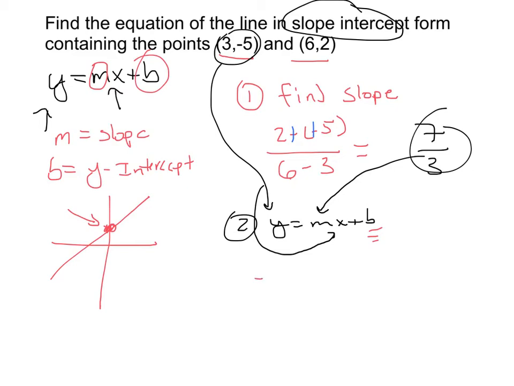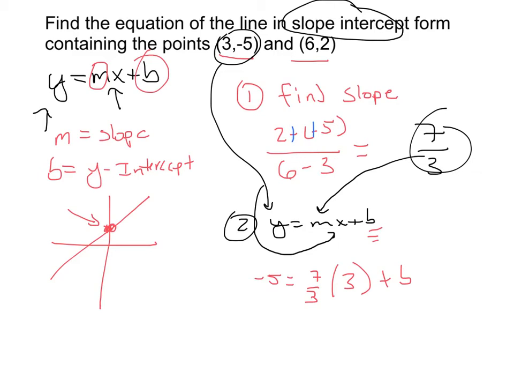So we have -5 as our y value, equal to our slope, which is 7 over 3, times, and I put these in parentheses. Anytime I substitute a value in for a variable and there's something next to it, I use parentheses because that tells me I need to multiply, plus b. And we're going to solve for b, and that's going to allow us to find the equation in slope-intercept form.